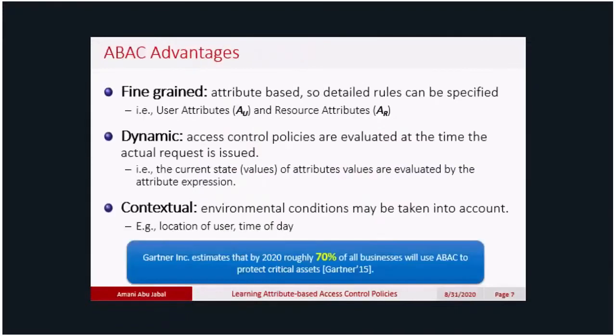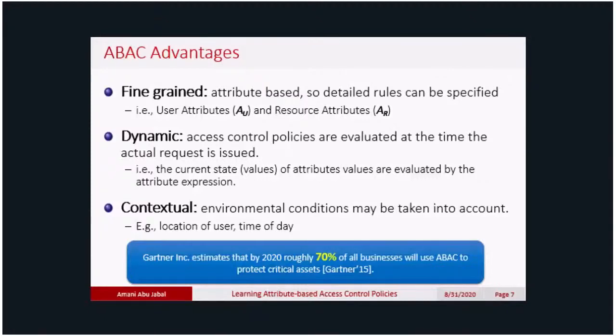Recently, ABAC has been adopted by many organizations because it has various advantages. It is based on attributes, hence it is composed of very detailed rules based on conditions of these attributes. That is why it is fine-grained. Also, it is dynamic, so rules are evaluated when the actual request is issued. This simplifies management a lot.